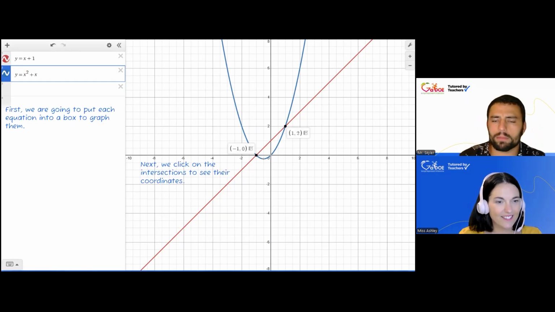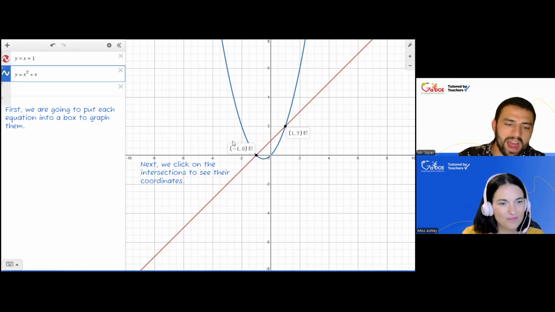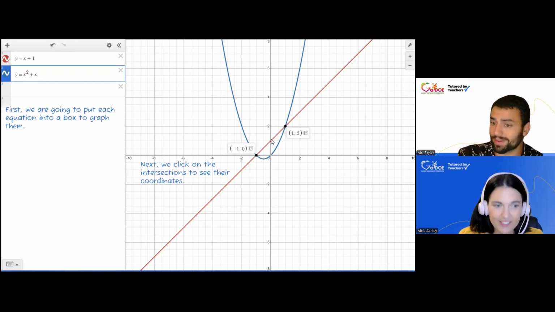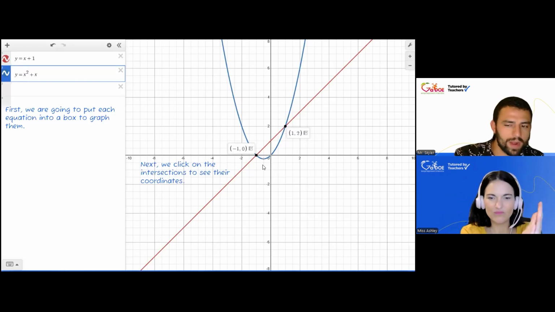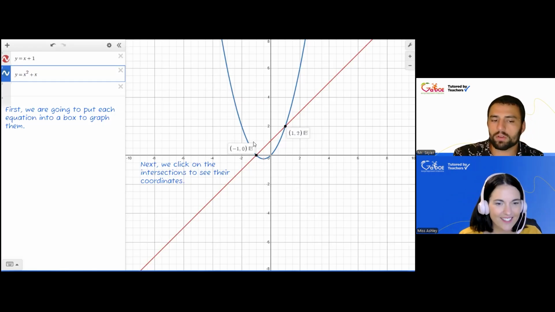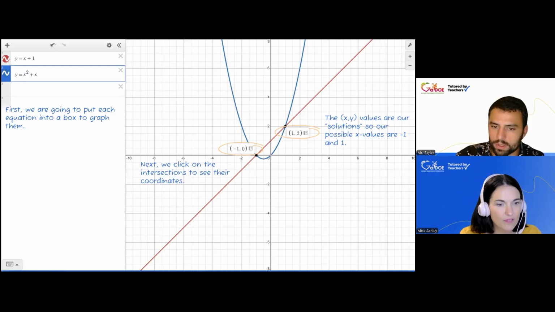Now, we got to remember what our question asked, and we're going to go back to that. But I have an intersection at -1, 0, and I have an intersection at 1, 2. You guys crushed that poll. You said 58% intersections of the graph. Very, very good. That's right. You said the intersections of the graphs were our solutions. So I'm going to remember that -1, 0, and that 1, 2. Those are my solutions.